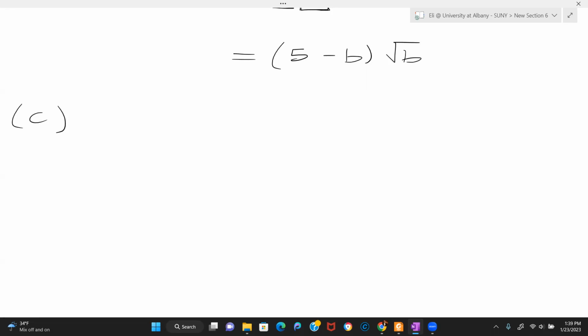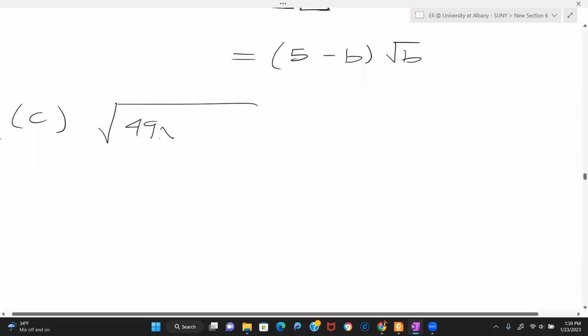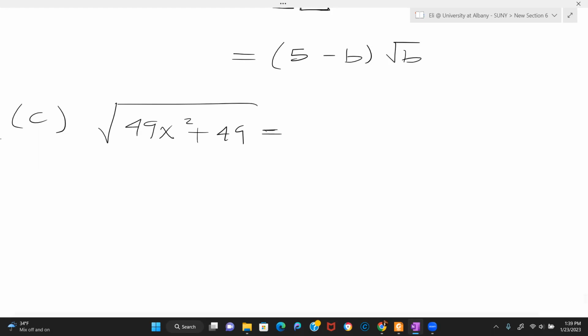Let's see, I lost it for a second. Okay. So now what we have for this part is the square root of 49 times x squared plus 49. And our goal is to simplify this as much as possible. So we have a common factor of 49, so I can factor that out.